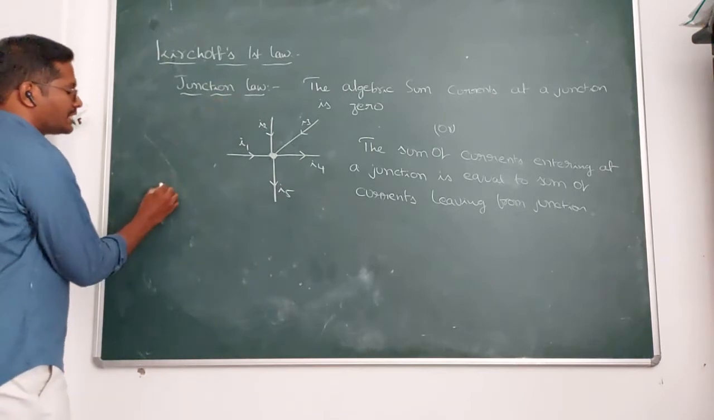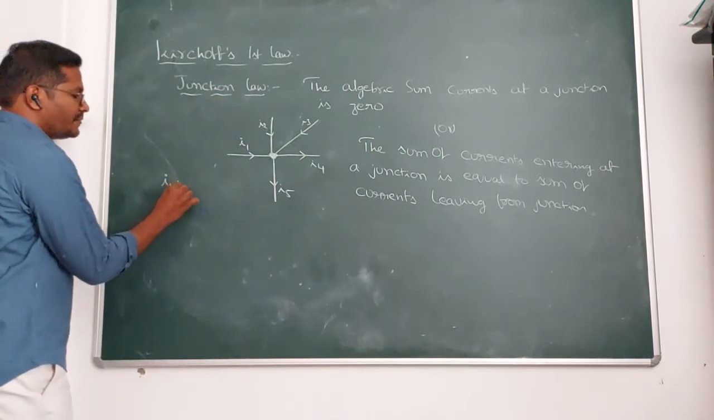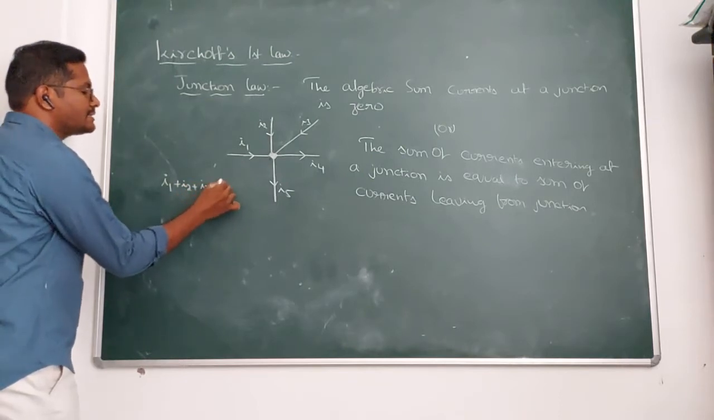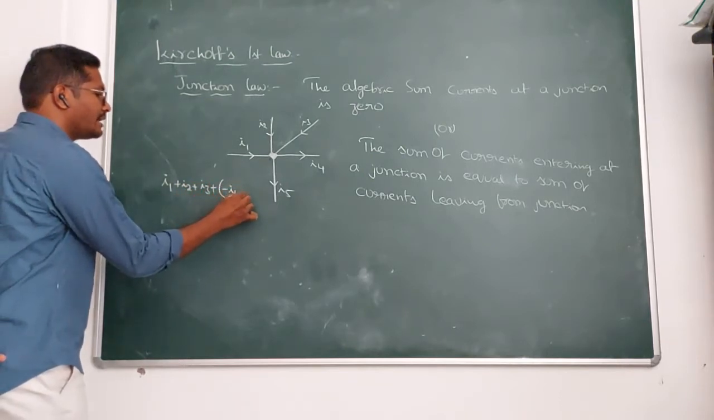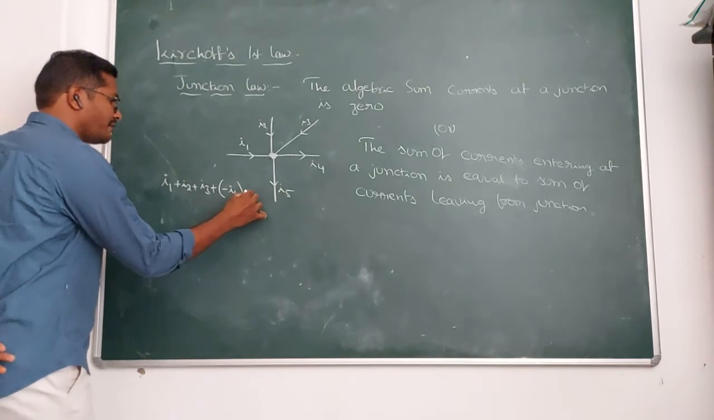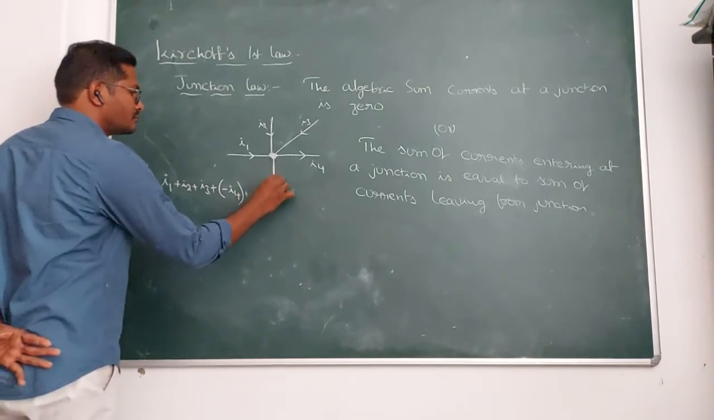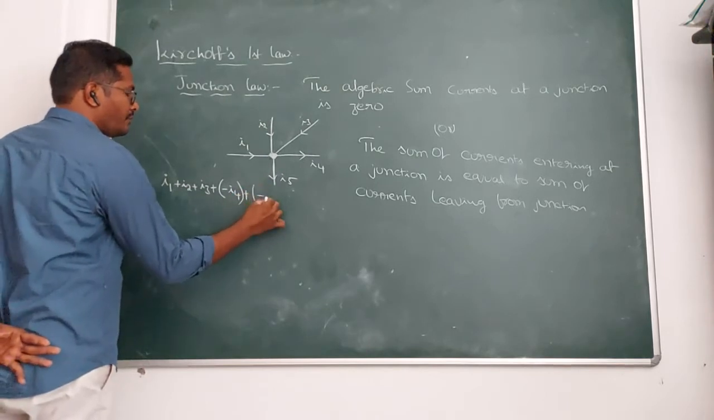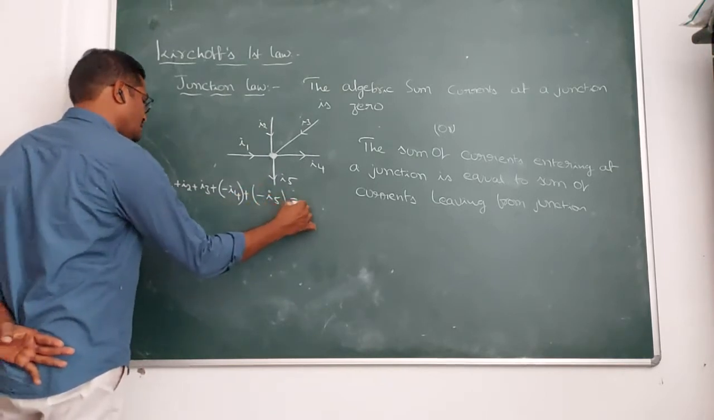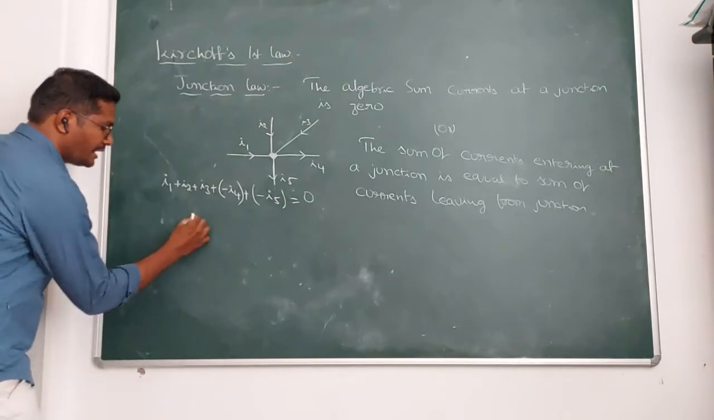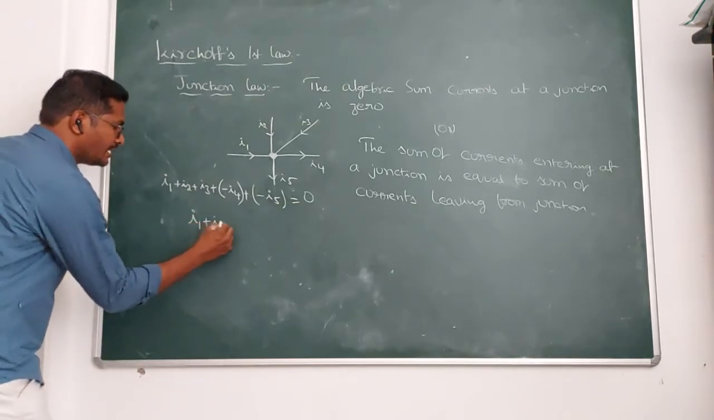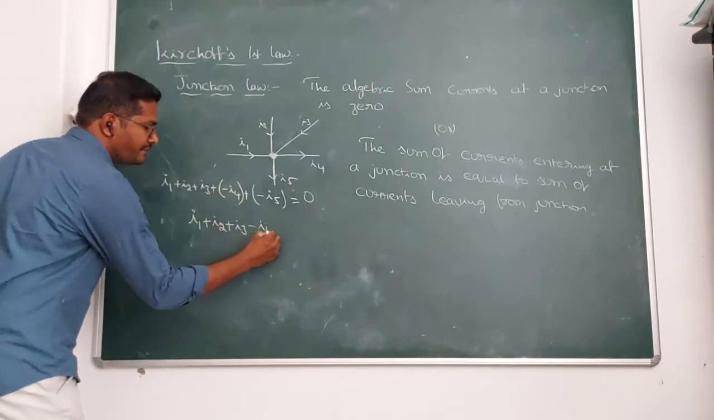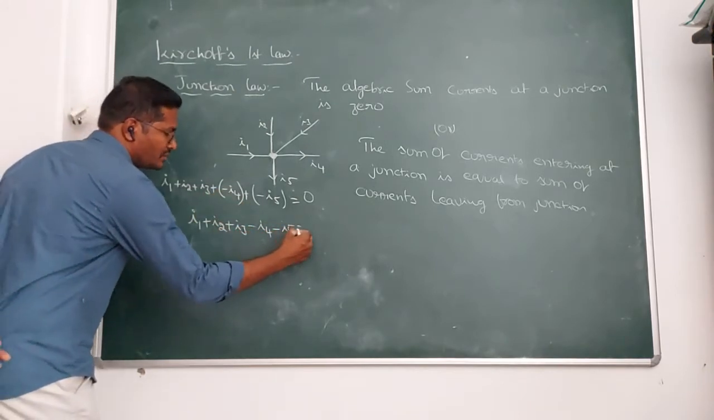Then, if you consider all of them, currents coming towards the junction I am taking as positive, and currents leaving from the junction I am taking as negative. That is plus I4 and minus I5 is equal to 0. So then you can write this as I1 plus I2 plus I3 minus I4 minus I5 is equal to 0.